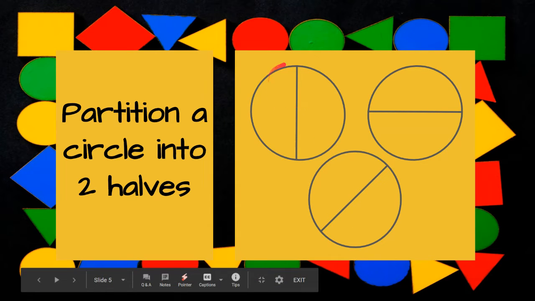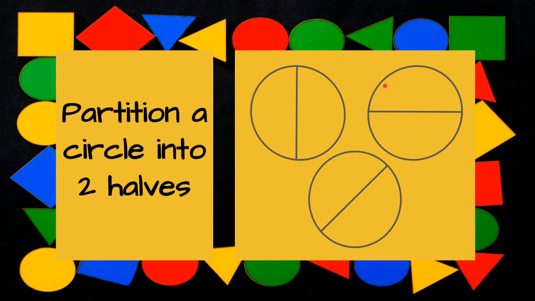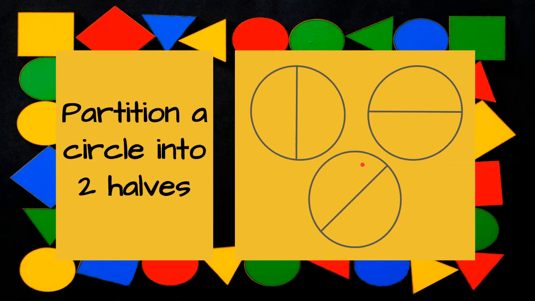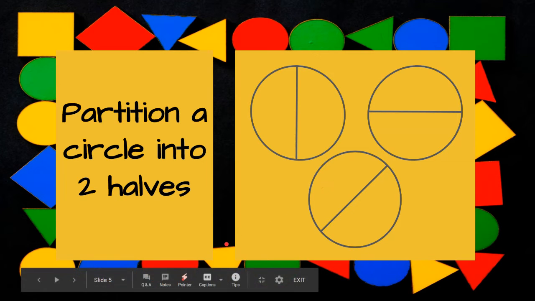Boys and girls, did you know that if I took this circle and turned it around, it's going to come out to be this or this? You can go ahead and try that on your paper. Take your paper and turn it around and see you have the same exact circle partitioned into 2 halves in many different ways.